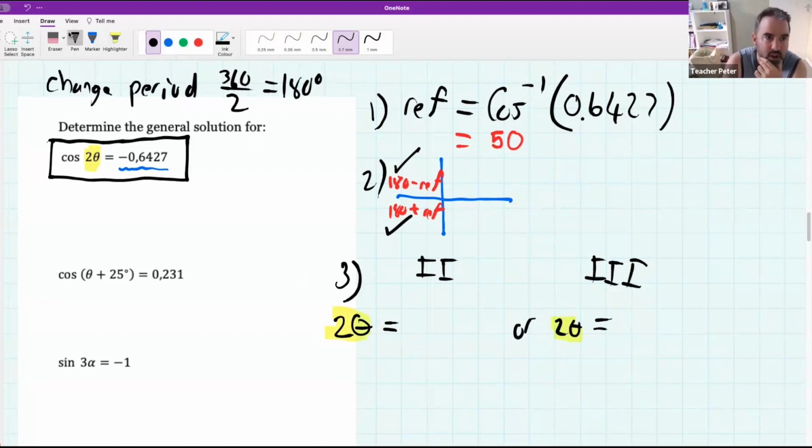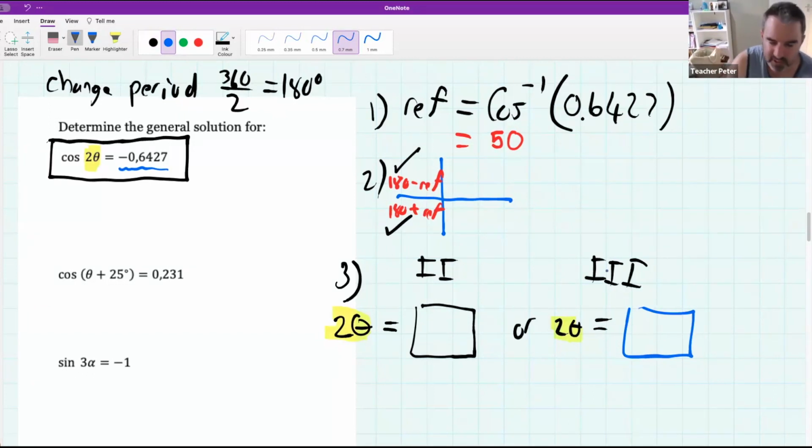But we do not write 50 here. What do you think we are going to write inside this box over here? Using what we've learned so far, and what do you think we're going to write in the blue box over here, just using the methods that we've used so far? It's not going to be 50. In quadrant 2, it's going to be 180 minus 50.